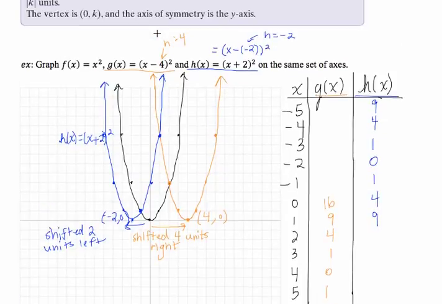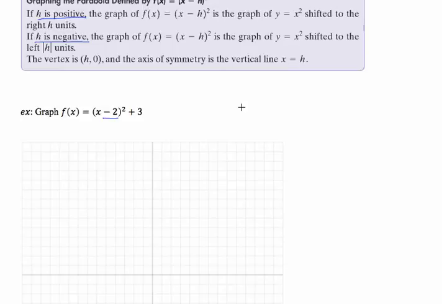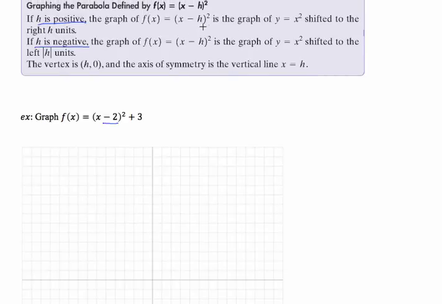So this -2, because it's inside the parentheses and it's being squared, that's like these up here. That's going to correspond to left and right shifts. Now this says minus a number, so that's going to shift it to the right, because h here is positive, so it shifts it to the right h units, or 2 units. So that part right there shifts the original graph of x squared to the right 2 units.